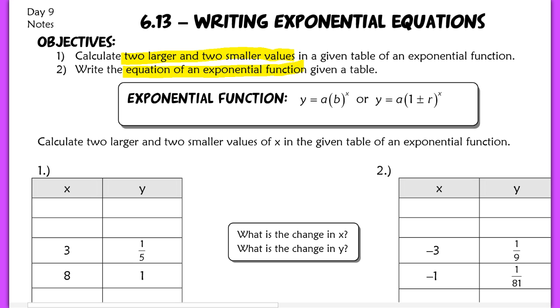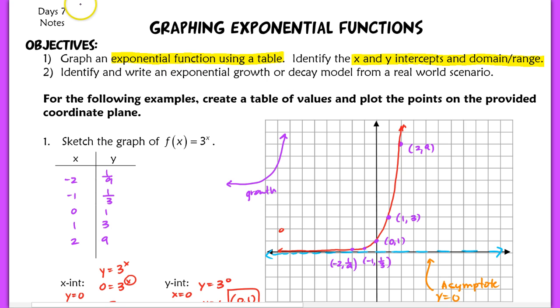So here I've got the general form for an exponential function. We've got two different forms that we've seen so far. Y equals a times b to the x, or y equals a times 1 plus or minus r to the x. Now this one is typically used for model problems, so we're really going to focus on this one for today. Okay, so this is a bit strange, but I'm actually going to go back to our day 7 notes where we graphed exponential functions.